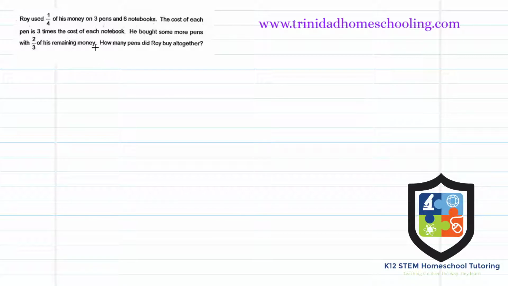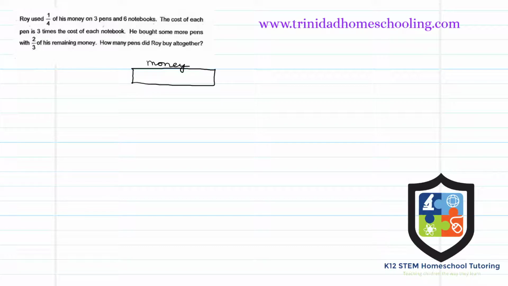Okay. Now, let's take this question sentence by sentence, right? And write the information as they give you it. Now, since we're dealing with fractions, we know that fractions are a part of a whole, right? What we identify in this question as the whole would be Roy's money.